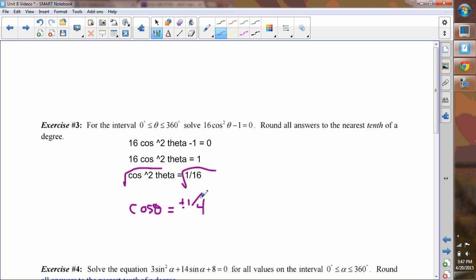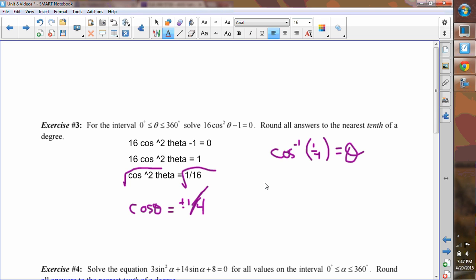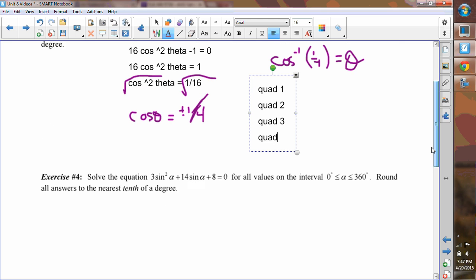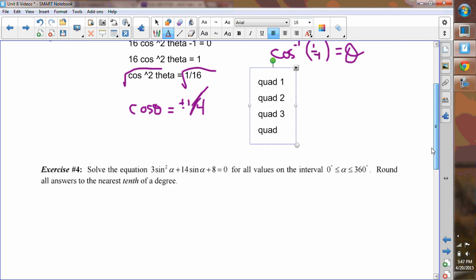So at this time, you need to figure out the inverse cosine of your 1/4. So you get that on your calculator. And then we have to think about which quadrants we would be in if you are at plus or minus. Well, this means that we're going to have 4 answers: a quadrant 1 answer, quadrant 2 answer, quadrant 3 answer, and a quadrant 4 answer. So there'll be an answer for this in all 4 quadrants. I will get that answer for you shortly. You can pause now and check it. I'm going to do the same thing.